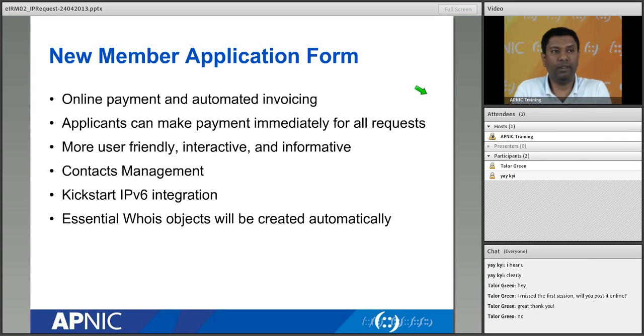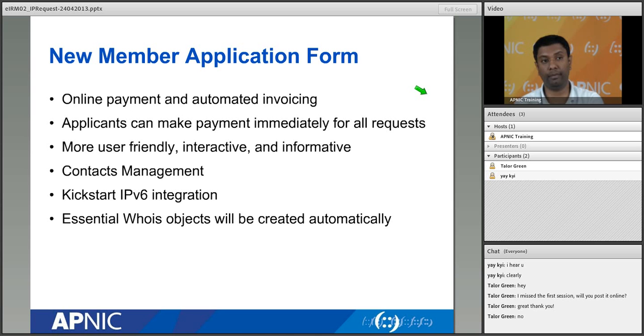Contract management, everything is automated. Kickstart IPv6 integration: straight away you can get an IPv6 address. And essential whois objects will all be created automatically for you. Before, if you sent requests 5-6 years ago, lots of things you had to do manually. But now all are automated.